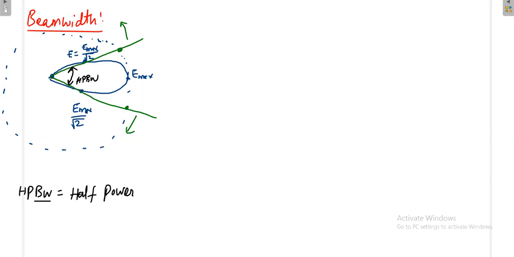Now you know that when the electric field is E equal to E max divided by root 2, what is the power value? Power is always what, sir? Electric field square.